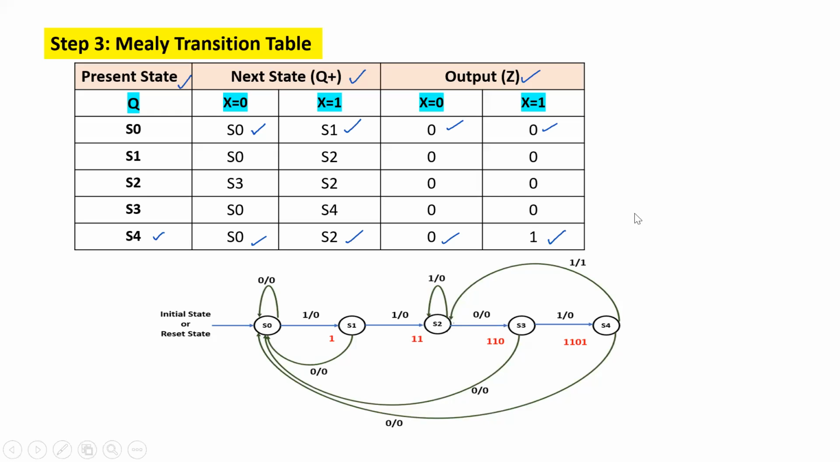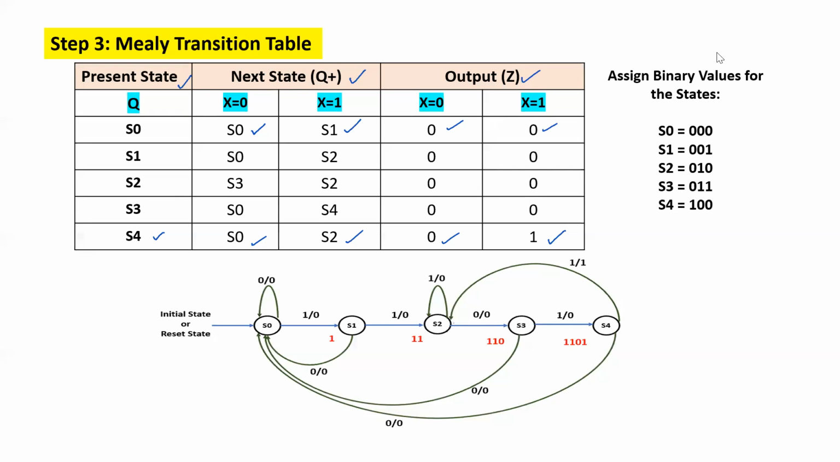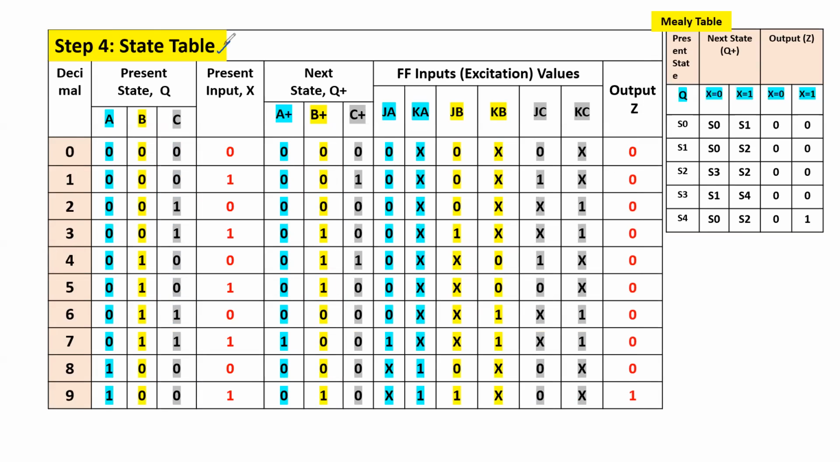Now we should assume the binary values for these states. For S0, the binary value should be 0, 0, 0. Similarly, 0, 0, 1, 0, 1, 0, 0, 1, 1, 1, 0, 0. The 3 bits. Next, we should develop the state table with the help of the Mealy transition table. In the state table, we have different columns. The first one is the present state, Q. Present input X, next state Q, flip-flop inputs which are excitation values, JA, KA, JB, KB, JC, KC. Next output is Z. And then write the equivalent decimal value.